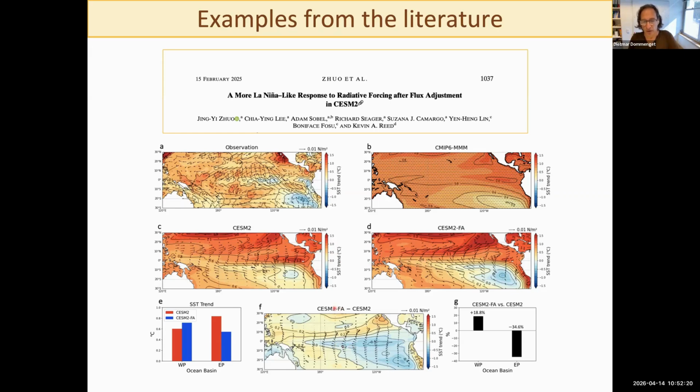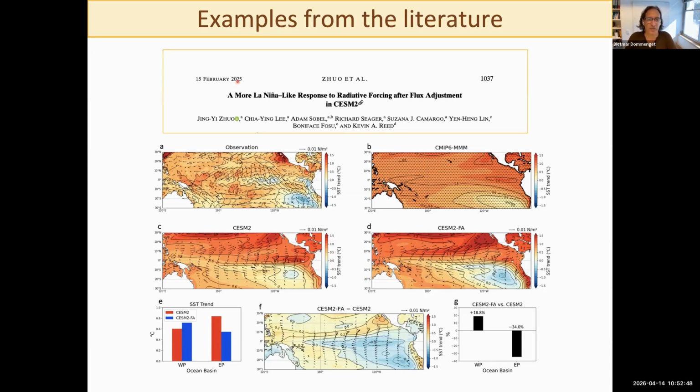That means the flux corrected one has less warming in the East and more warming in the West, like it's observed. So they are suggesting that the models behave more realistically, more like observed, if you are flux correcting the sea surface temperatures. I mean, the model is still somewhat off. The trend doesn't really look like observed in all details, but it's more realistic than the previous one without flux correction.